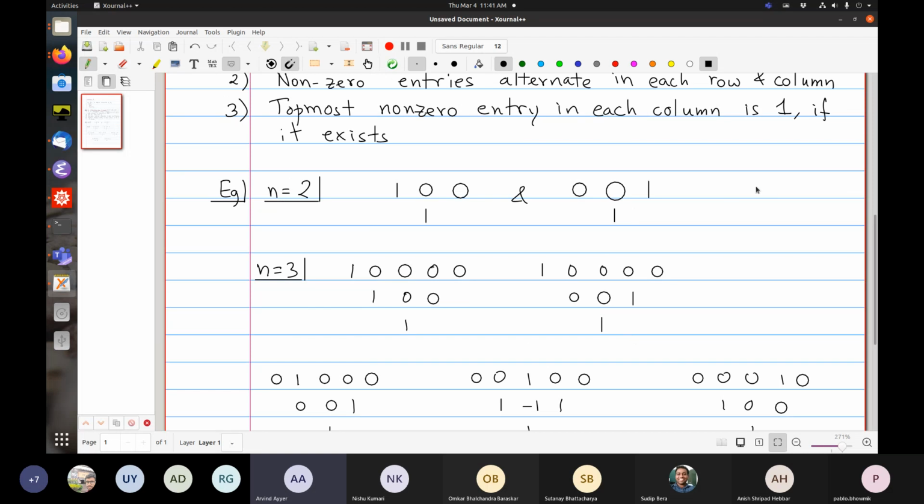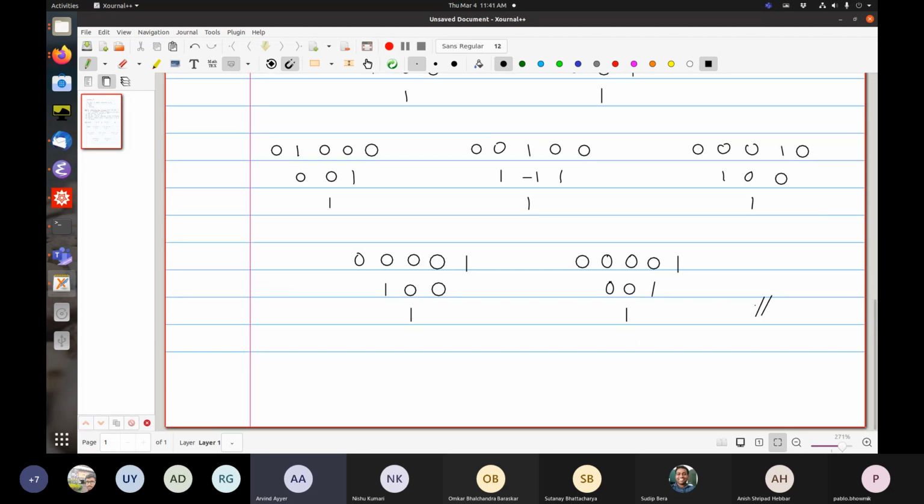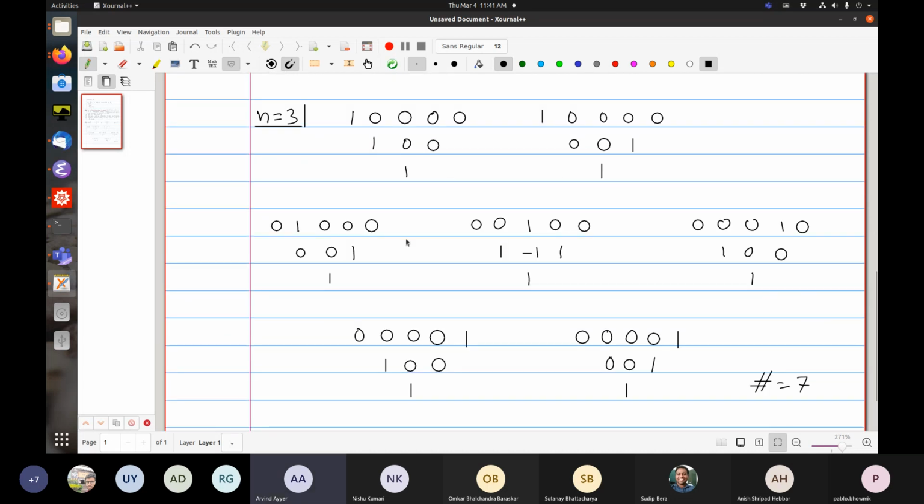So here the number is 2. Yes. If you have been following the theme, you can see what's going to happen. This is also 7. So you see these look suspiciously like ASMs.